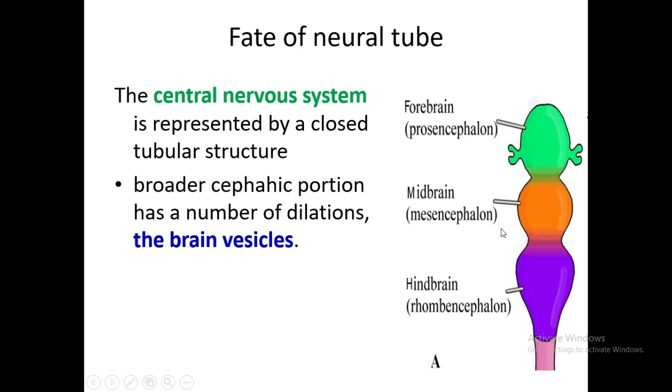This broader cephalic portion forms a number of dilatations that are known as brain vesicles. There are 3 primary brain vesicles: forebrain vesicle, midbrain vesicle and hindbrain vesicle. And this narrow caudal portion forms the spinal cord. So the neural tube ultimately gives rise to the brain and spinal cord.